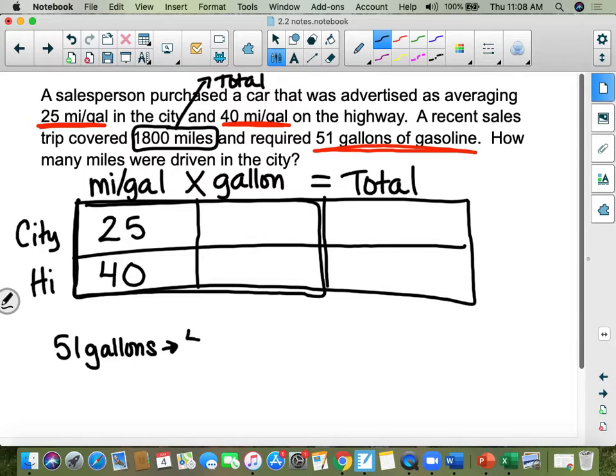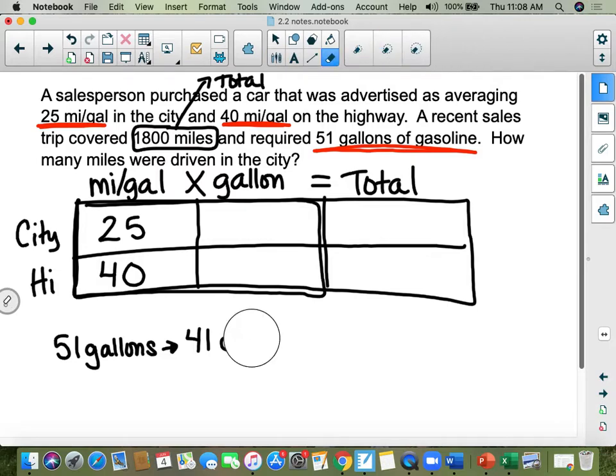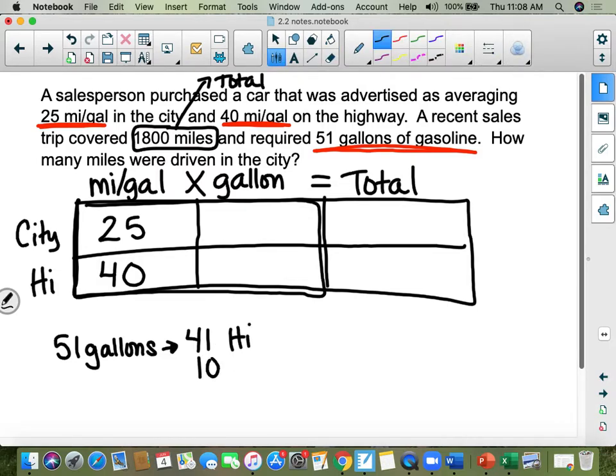Did they use 41 in the city? I mean, let's say 41 on the highway. And then it would be 10 in the city. Did they use only 40? Maybe they use 50 on the highway. Well, then if they used 50 on the highway, they had to have used 1 in the city, correct? Does 41 and 10 make 51? Does 50 and 1 make 51?